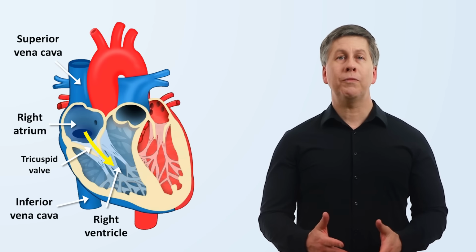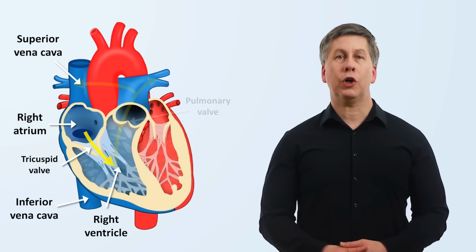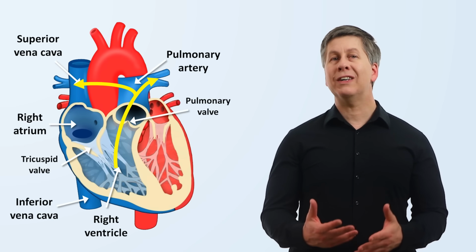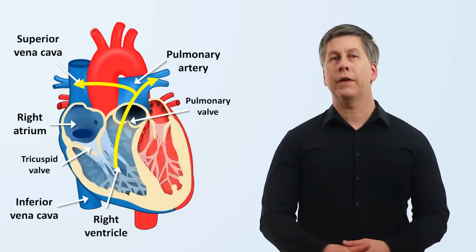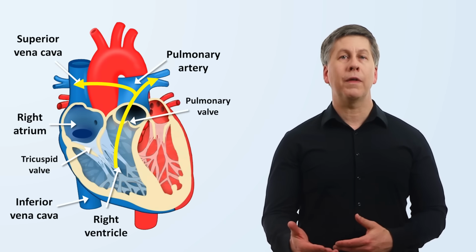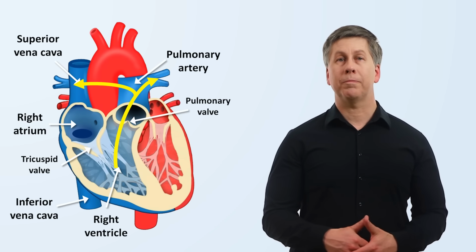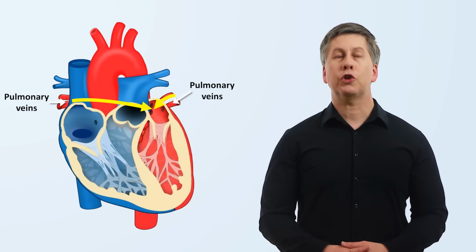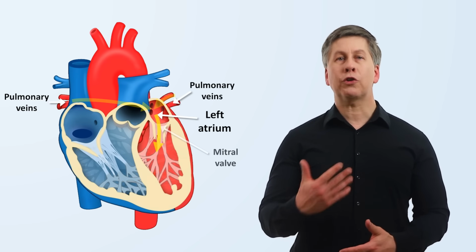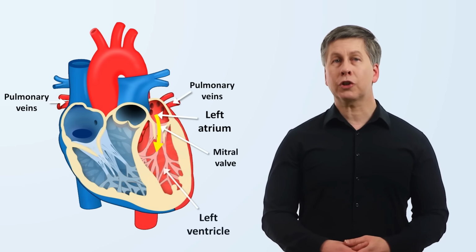From the right ventricle, it travels through another valve called the pulmonary valve into the pulmonary artery, which carries the still deoxygenated blood to the right and left lungs, where carbon dioxide will be offloaded and oxygen will be picked up. The oxygenated blood returns to the heart via one of 4 pulmonary veins, bringing it to the left atrium. From the left atrium, it travels through the mitral valve into the left ventricle.